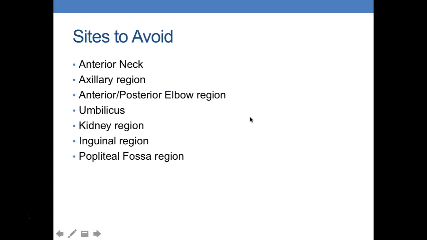Areas that we want to avoid with our techniques of soft tissue mobilization would be the anterior neck, because we have the carotid arteries and other vulnerable areas in there. Axillary region, again, because you have the brachial plexus in that area and your lymph nodes. Anterior and posterior elbow region, again, superficial nerves in that area, the umbilicus, kidney region, inguinal region, and the popliteal fossa region, which also in that back area you have a lot of nerves that go through that area, and you can really irritate it. So it doesn't mean you can't massage back there, but you just don't want to massage deep in that area.